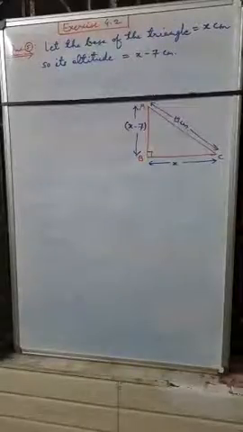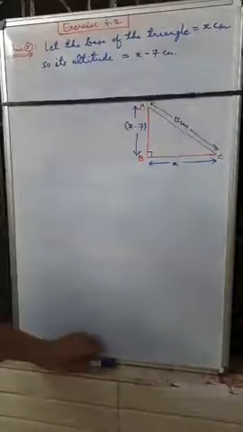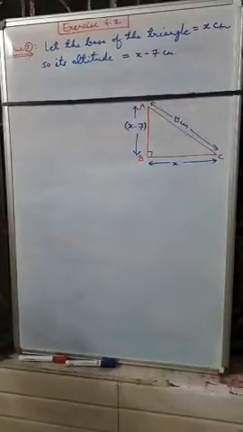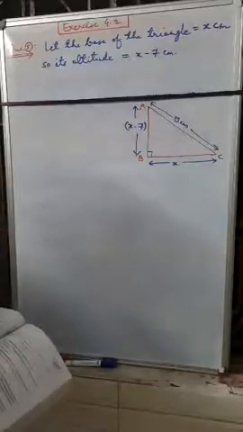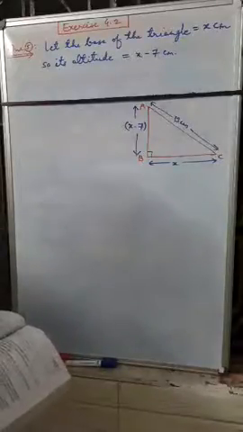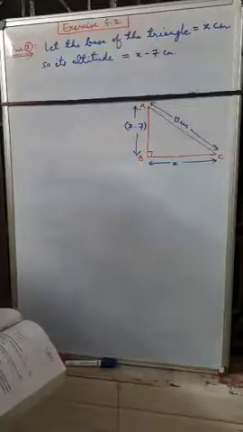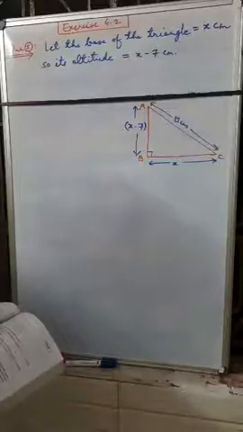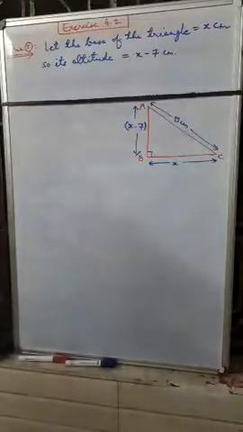Students, now we will solve exercise 4.2, question number 5. The altitude of a right angle triangle is 7 centimeter less than its base. If the hypotenuse is 13 centimeter, find the other two sides.